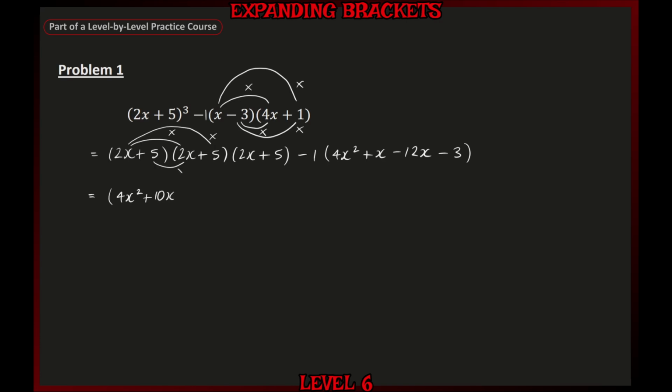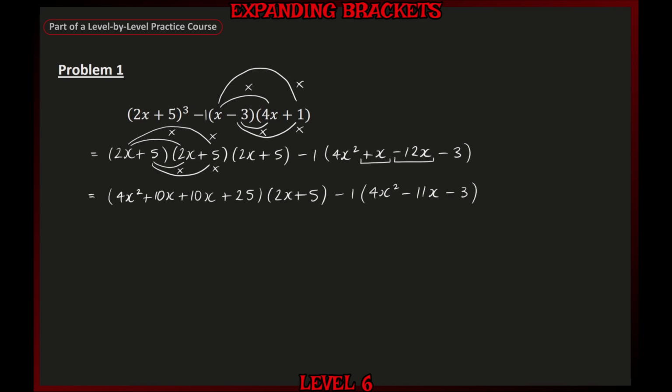We then have 5 multiplied by 2x, which is plus 10x again, and 5 multiplied by 5, which is plus 25. And we still have the 2x plus 5 in a bracket after it. Next, we have minus 1, and inside this next bracket we can simplify, and we can do this by collecting together the like terms, which are the x's in the middle. So we have 4x squared, x minus 12x is minus 11x, and we have a minus 3 at the end.